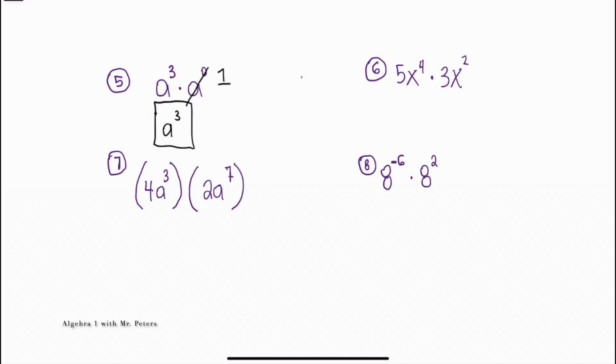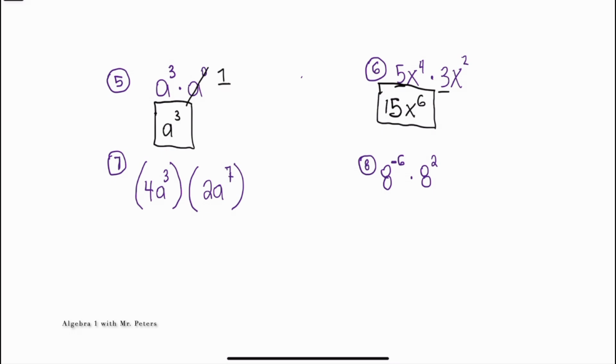But now number 6, when we have coefficients in front of the variables, we have to multiply. So we multiply to get 15. And then when we look at our base of x and we combine it, x to the 4th times x squared, we add to get x to the 6th power, and this would be our final answer.